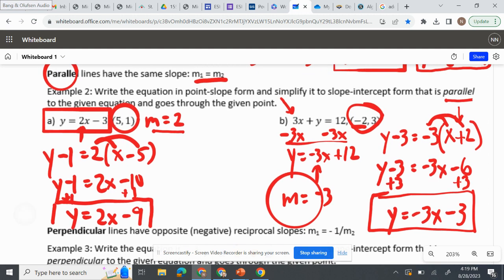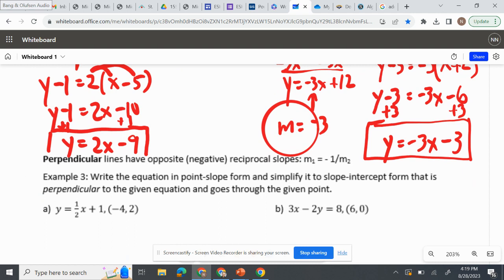Now, for our last example, what we're going to do is we're going to look at perpendicular lines. Perpendicular lines have the negative reciprocal. That means we change the sign and we flip the number. So whenever it says perpendicular, what we're going to do is we're going to look at our slope. We're going to take our slope and we're going to find our perpendicular slope.